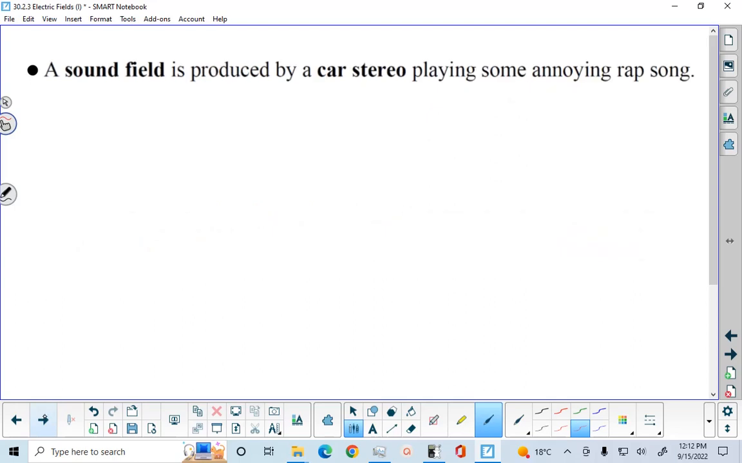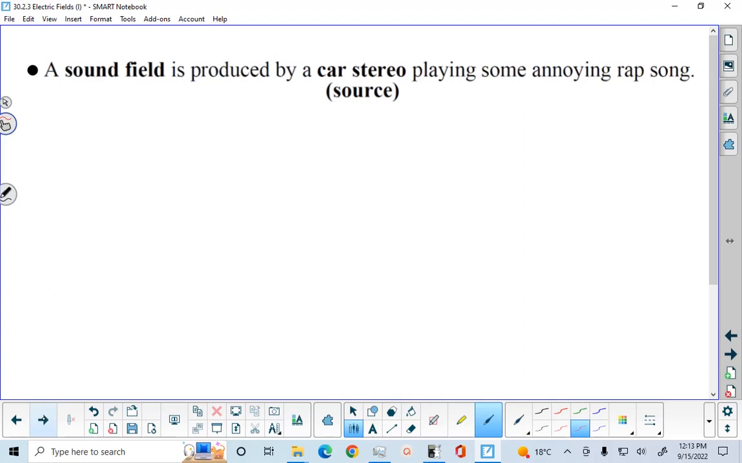So I'm trying to get some work done on Sunday afternoon in my house. I'm working at my desk, and I can hear this thumping noise coming from the parking lot outside of my place. And that's because there's a car stereo playing some annoying rap song.